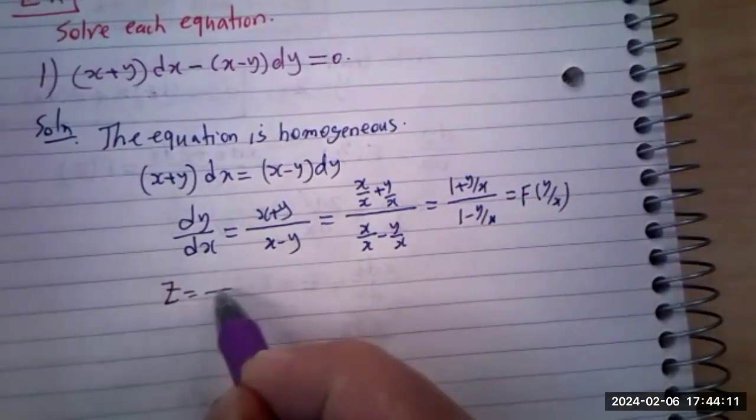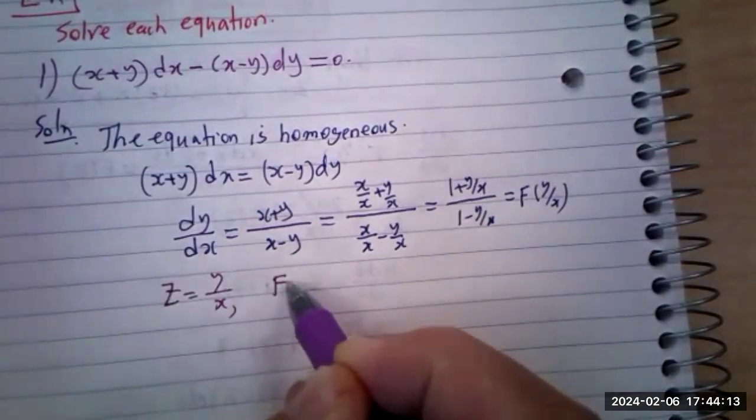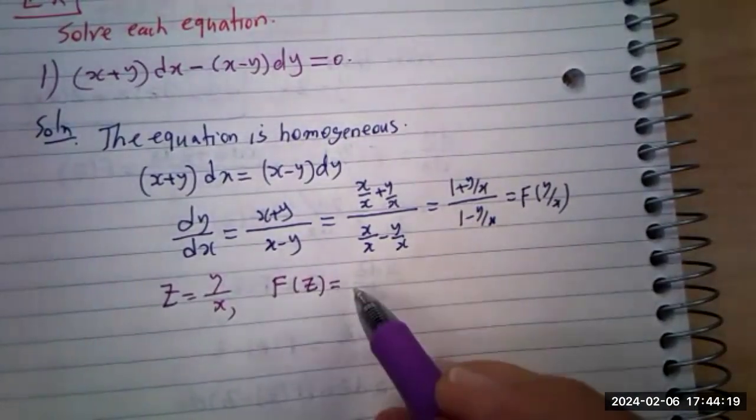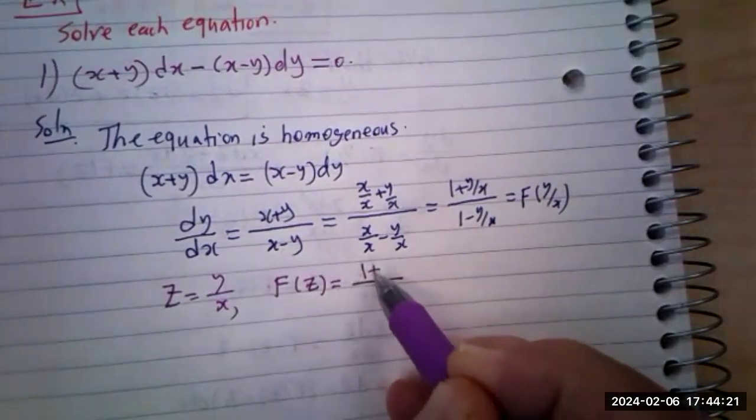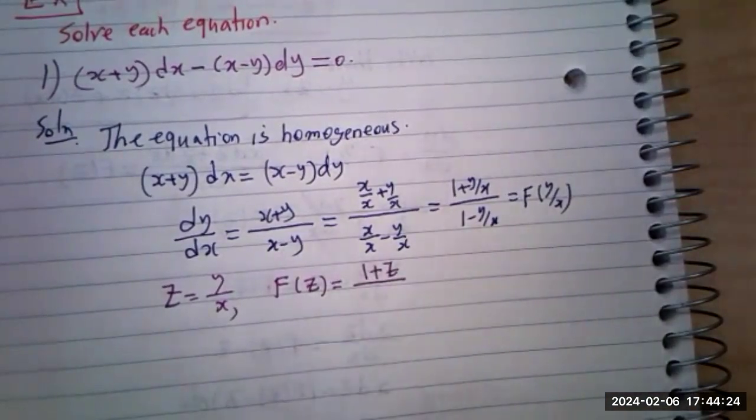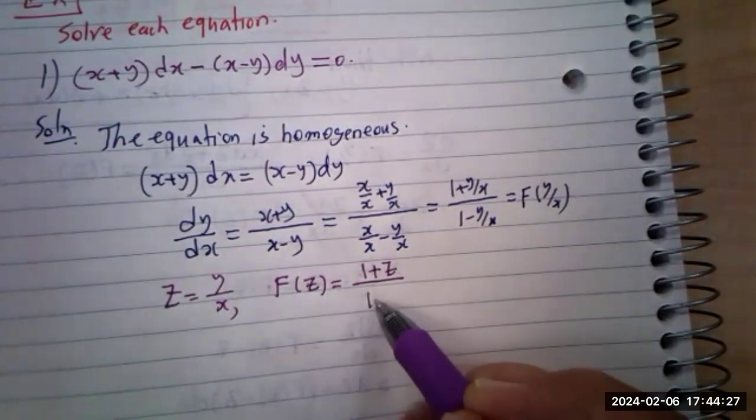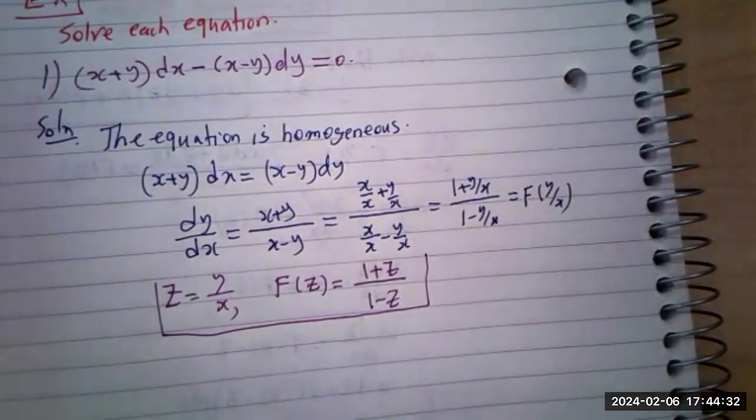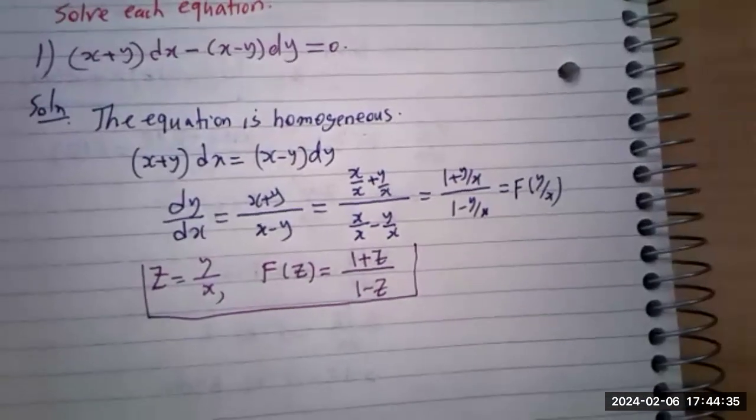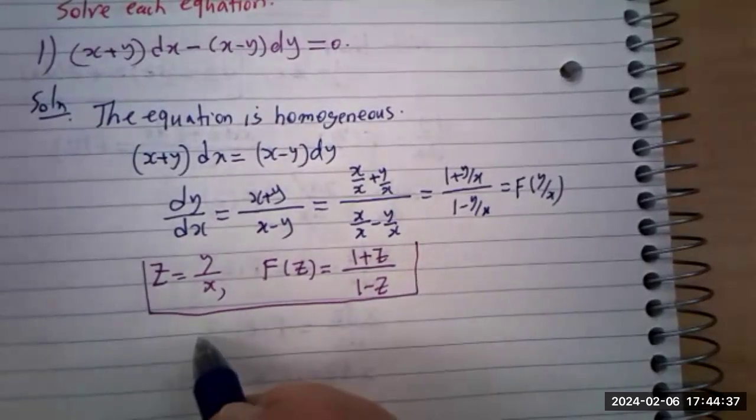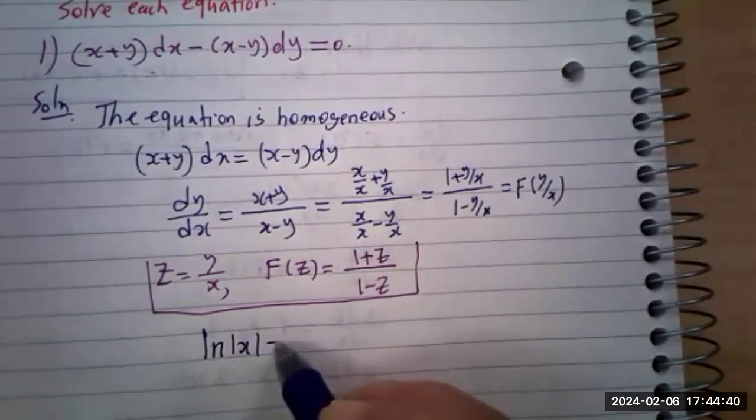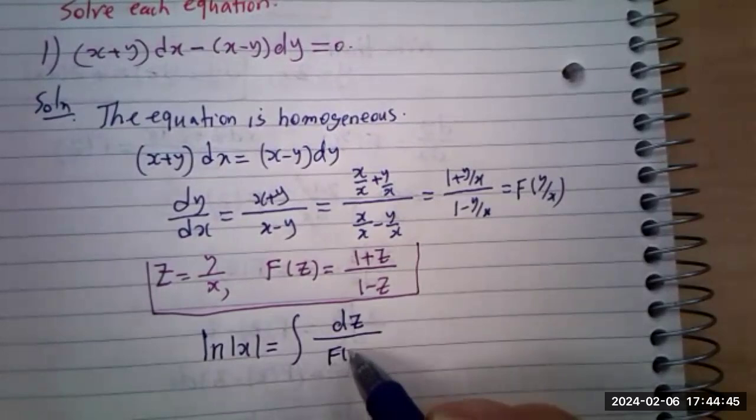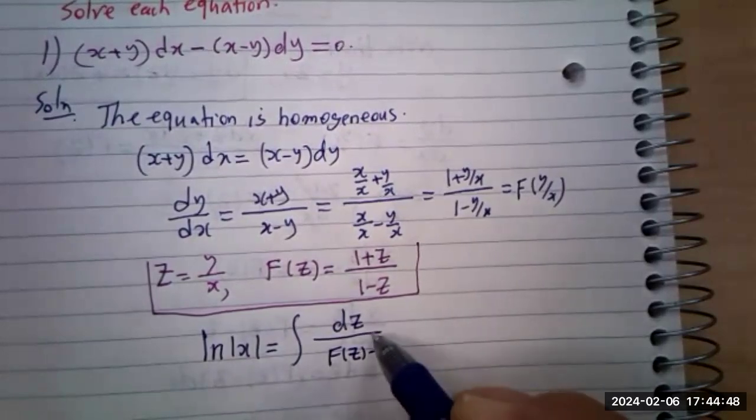So quickly change it to z. So z is equal to y over x. Identify f of z. For f of z, you go to this function and you replace y over x by z. That gives you 1 plus z over 1 minus z. So this is going to be your f of z. Now you know the solution. Okay, so the solution is what? ln of the absolute value of x equals the integral of dz over f of z minus z.